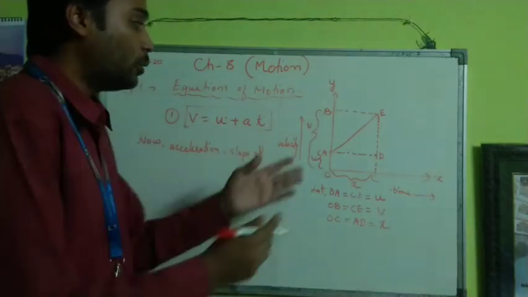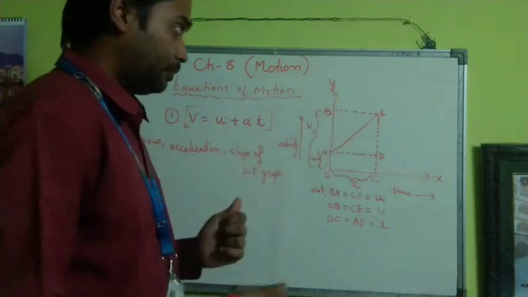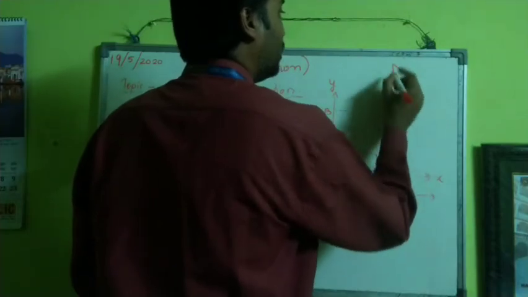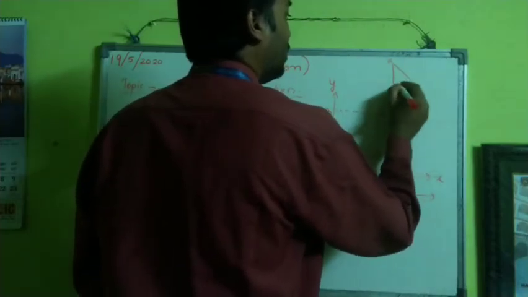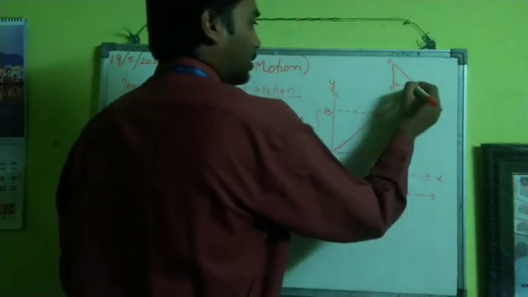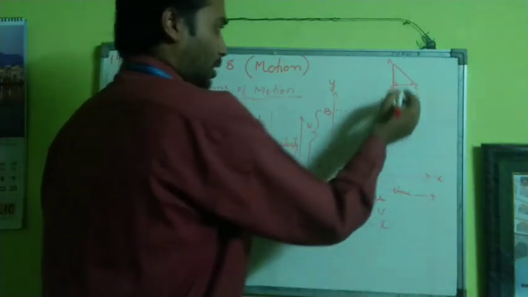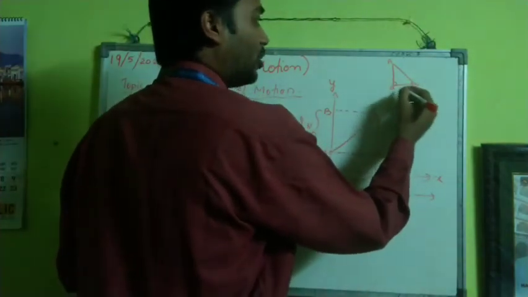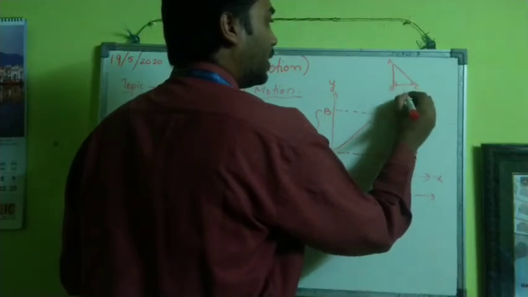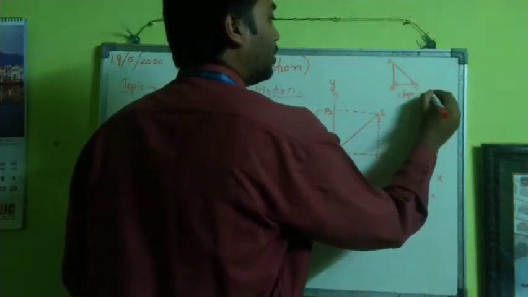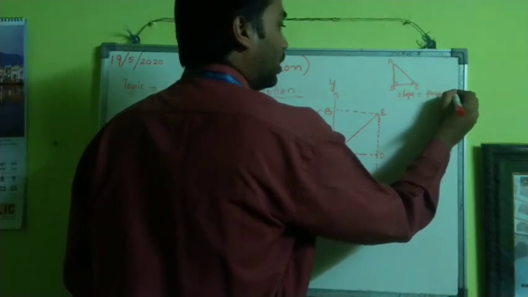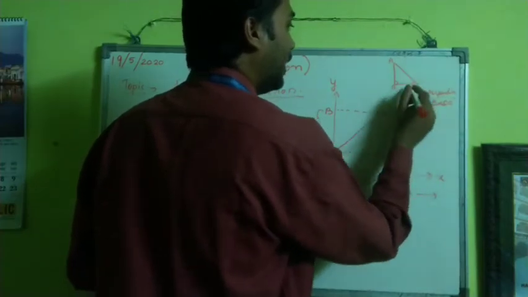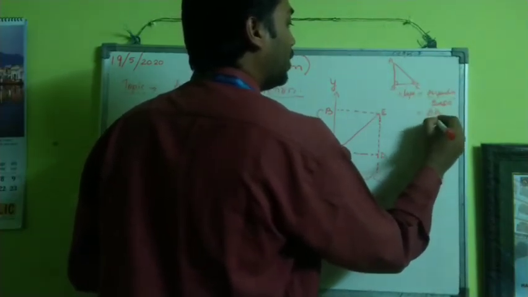Now the question is how to find the slope of the VT graph here. Remember students, if we take a right angle triangle, let's say this is a right angle triangle ABC, this is 90 degrees and this is an acute angle, that is, the hypotenuse making an acute angle with the base. Whenever we talk about slope, slope can be written as perpendicular divided by base. So in this case we can write AB by BC.